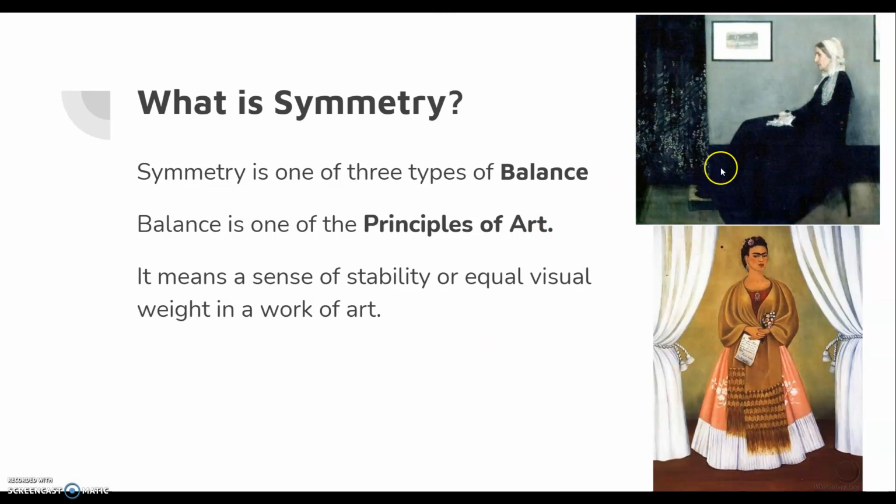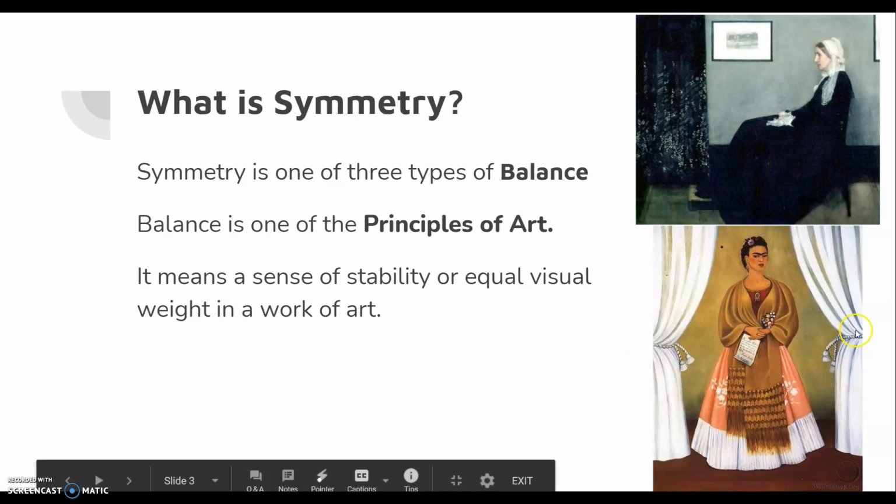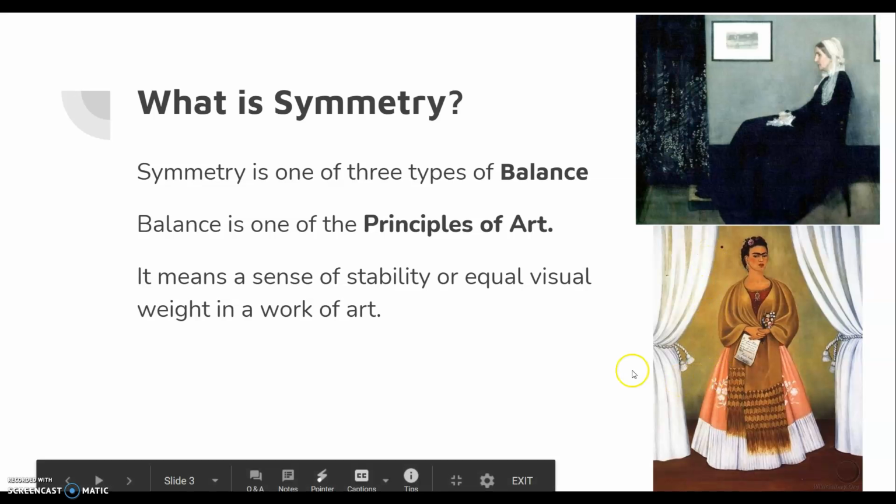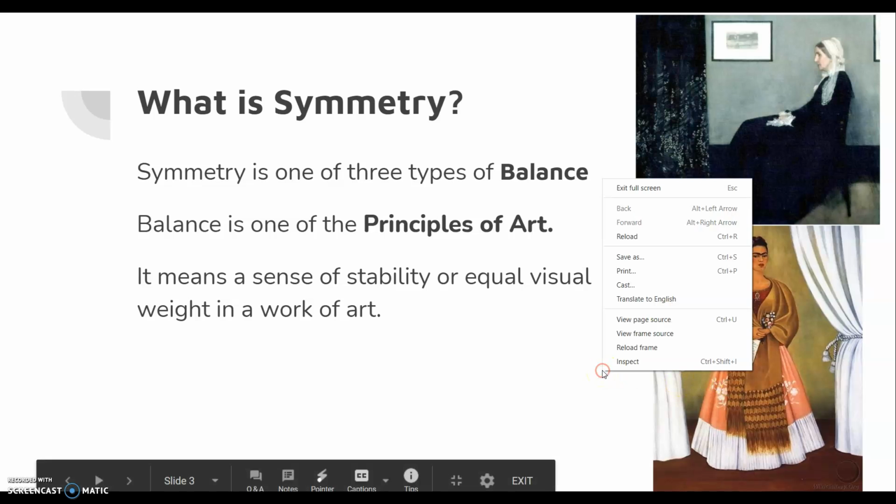So like this painting right here, it is not the same on both sides, but it is technically balanced because we have this picture over here and this curtain over here that balances out this woman that's sitting on the opposite side of the painting. This one is pretty much the same on both sides, even though there's some things that are a little different, it still is very balanced.